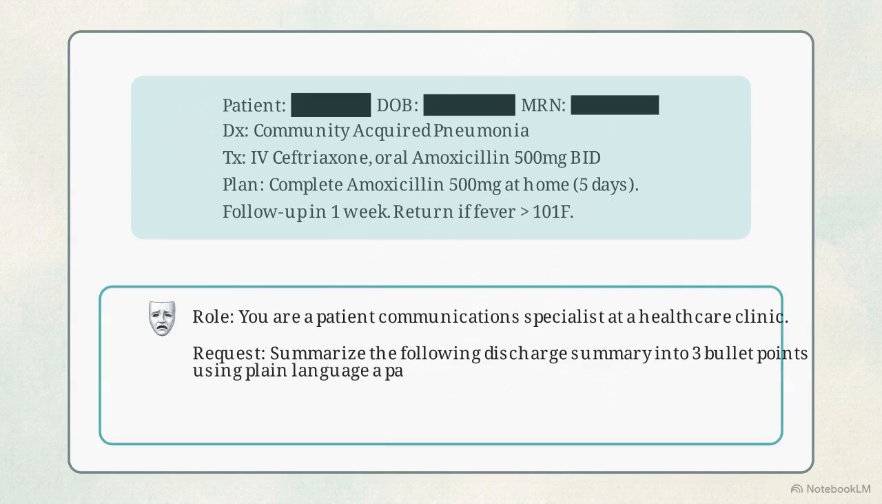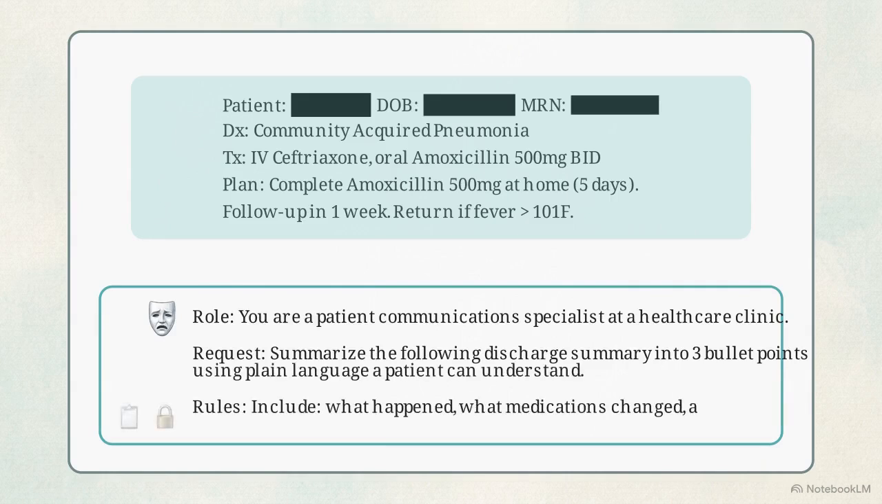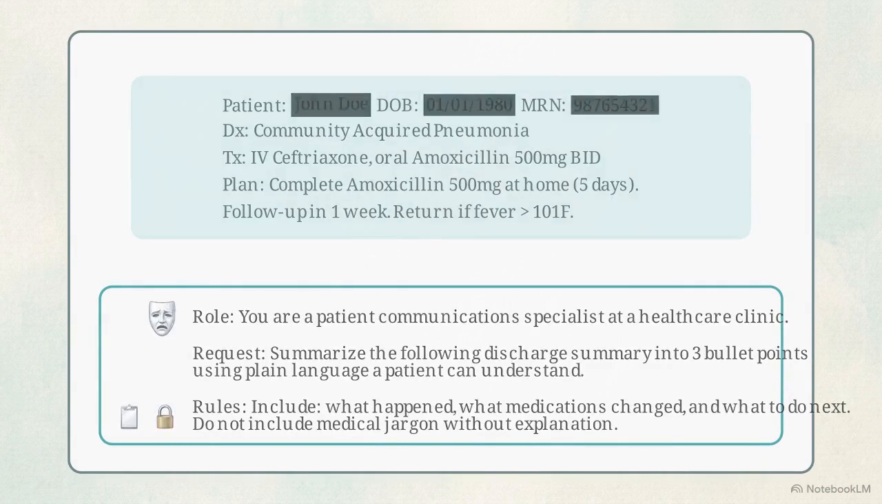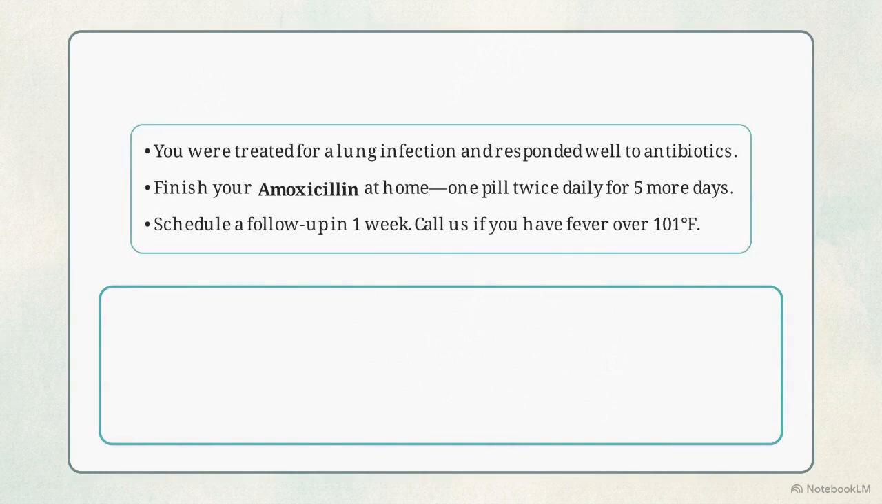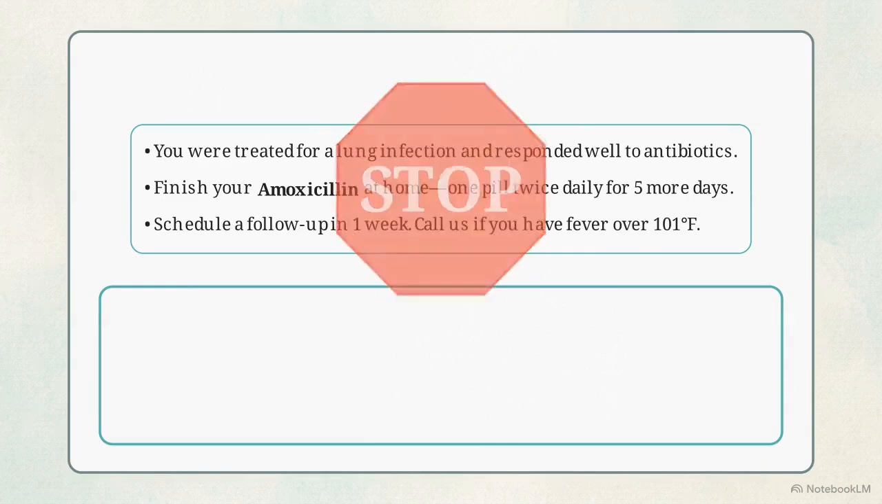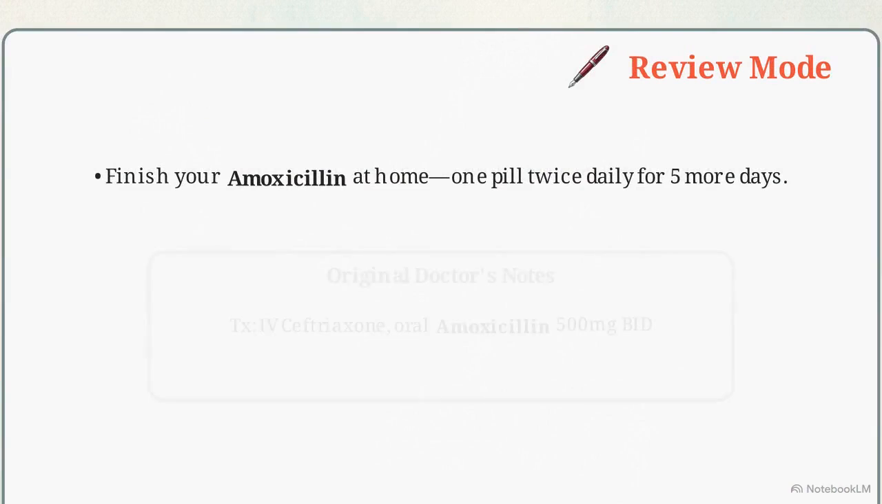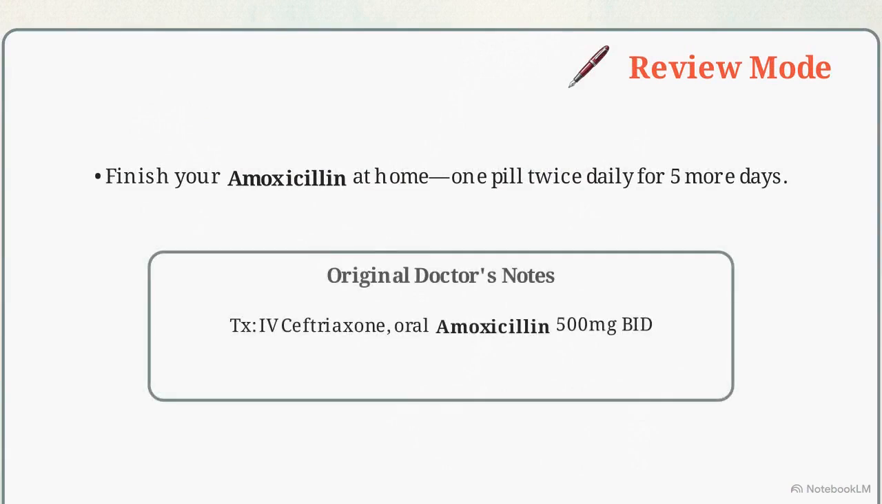Next, we make the request. Summarize this into 3 bullet points using plain language. Then we establish the rules. Include what happened, medication changes, and next steps. Use no medical jargon. Within seconds, the AI outputs 3 clean, highly readable bullet points that strip away the complexity of the original notes. At this stage, do not copy and paste this directly to the patient.